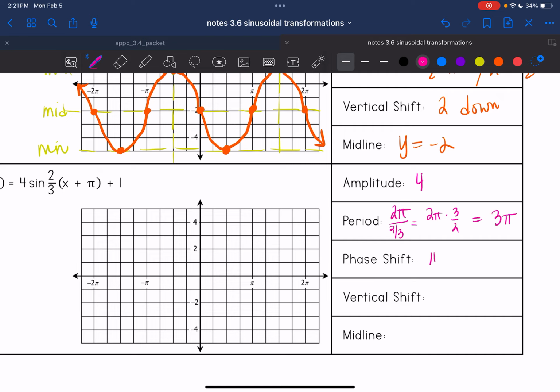Phase shift is it's going to go pi to the left. It has a plus sign, so that's left. So we're going to start at negative pi. Vertical shift is 1 up. So our midline is going to be at y equals 1.